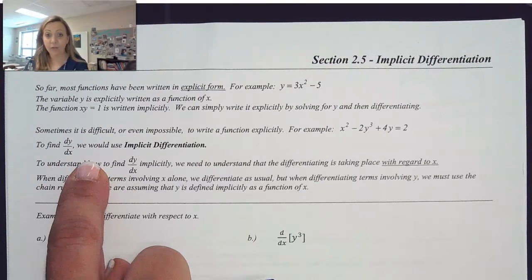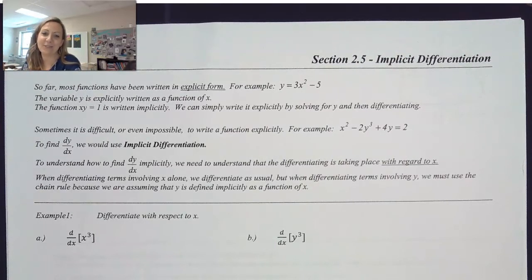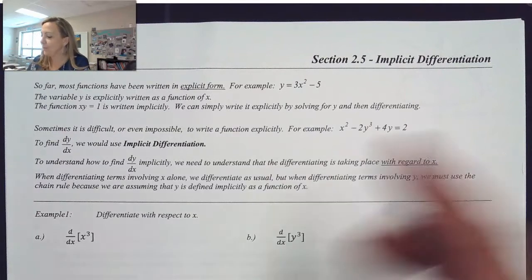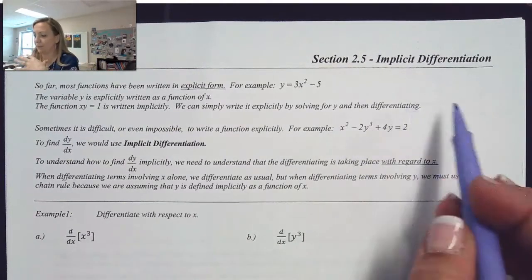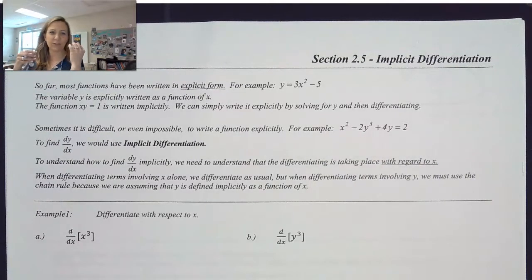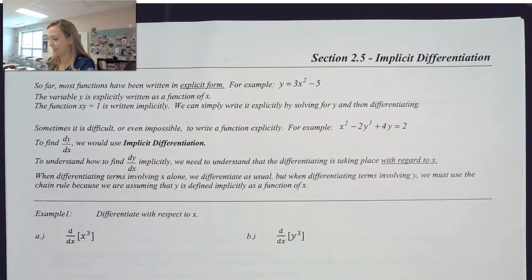So for example, let's say that you have x squared minus 2y cubed plus 4y equals 2. If we tried to isolate this y, notice that we would end up with a problem. We would still have y, or we would have strange radicals involving y. It's not going to work out. So to find the derivative of y with respect to x, to find dy dx, we would use something called implicit differentiation.